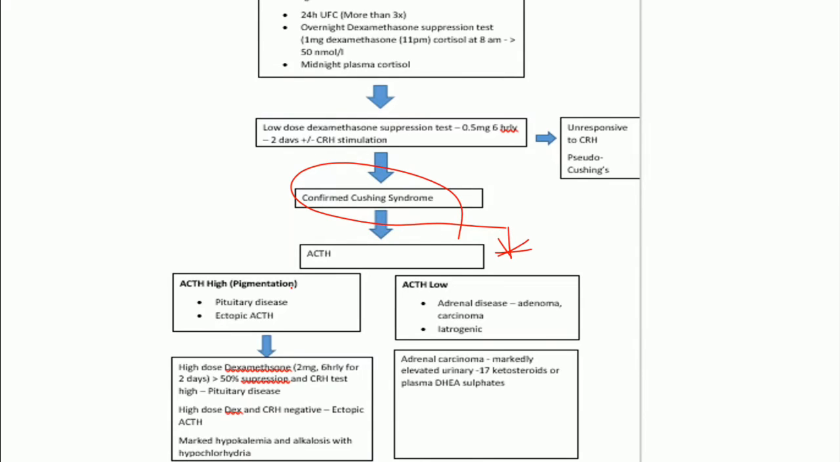So, if we give patients high dose dexamethasone, most pituitary tumors will suppress with that, because there's a little bit of regulation that is still intact. So if you give them high dose dexamethasone, they can still regulate their cortisol, so they will suppress with a high dose. Also, because the regulation is intact, if we give them CRH, you will see an increase in cortisol in the pituitary, because it's still under regulation.